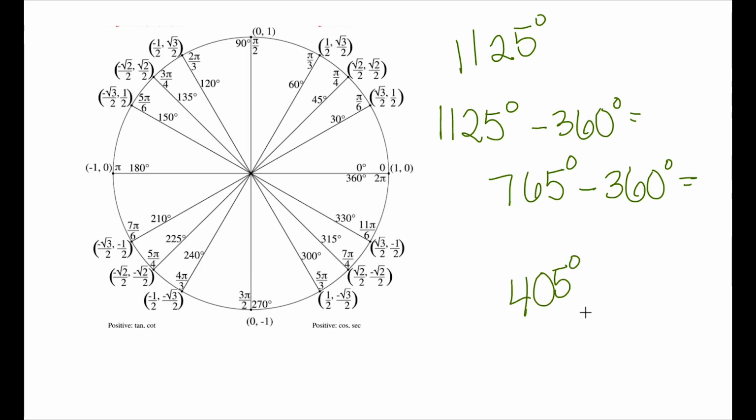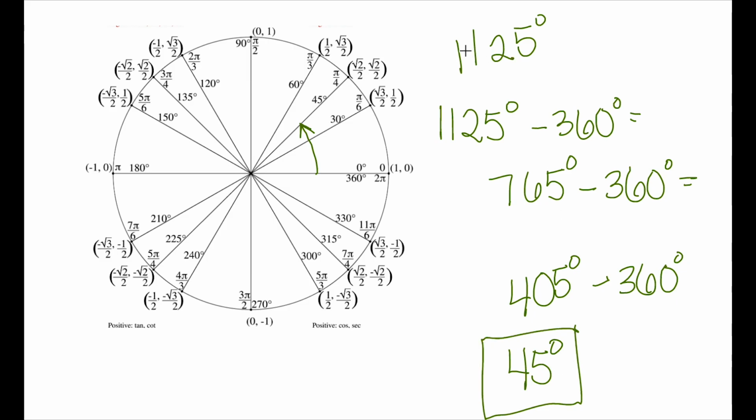405. Still bigger than 360. So you just repeat the process until you get a number between 0 and 360. So subtracting 360 again, my answer is 45, which is in the first quadrant. So this angle is between 0 and 360, and that's equivalent to 1125 degrees.